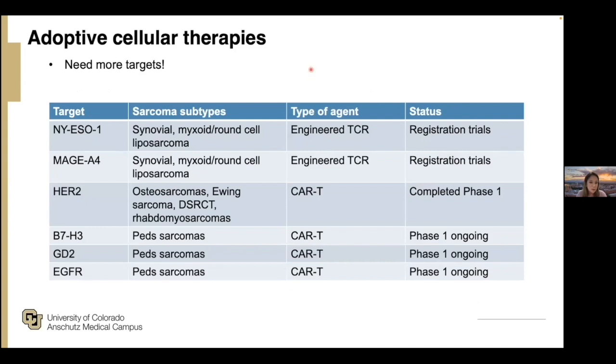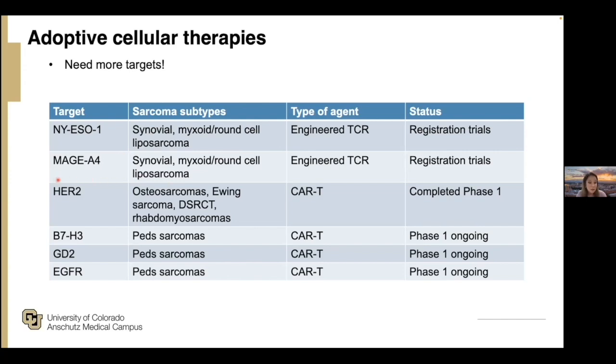So what about sarcomas? Where are we with adoptive cellular therapies? Well, we need more targets, that's for sure. But the two targets that have been most promising are what we call cancer testis antigens. The protein NY-ESO-1 as well as MAGE-A4 are expressed in 70 to 80% of synovial sarcomas and myxoid round cell liposarcomas. There are other types of sarcomas that express this as well, but overall it's a lower percentage. So these trials are currently in late stages for registration. So we're very optimistic to see the final data and hopefully seeing this gets approved for use soon for these subtypes of sarcomas. And I'll show you these data here in a second.